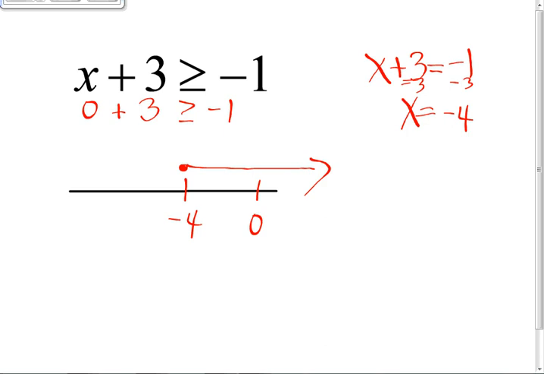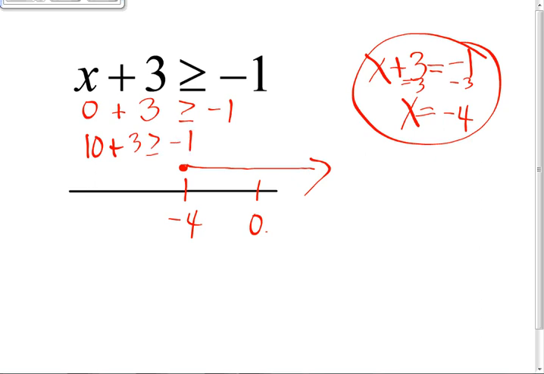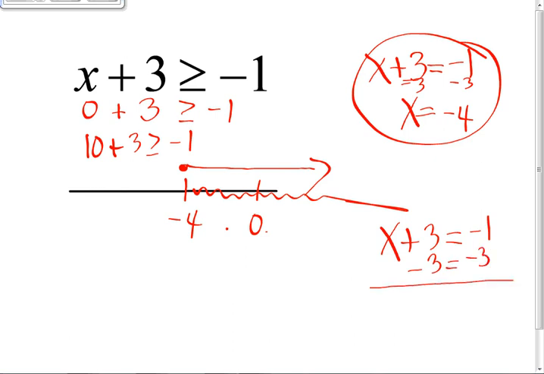Oh, I screwed up. Is it my... well, I didn't. No, I did. I subtracted 3. I showed my work there. Then I put in 0 and I tested. Does 0 work? Should we put in 10? Is 10 plus 3 bigger than or equal to negative 1? If 0 works, all of these numbers work. You give me any number to the right of 4, it will work. I took x plus 3 equals negative 1, and I subtracted 3 to find the boundary. That's the place where you go from true to false.